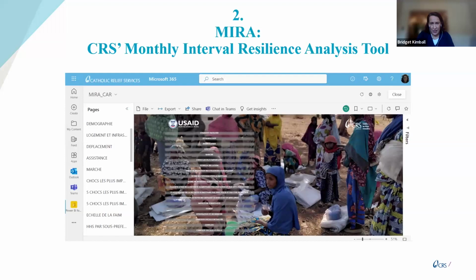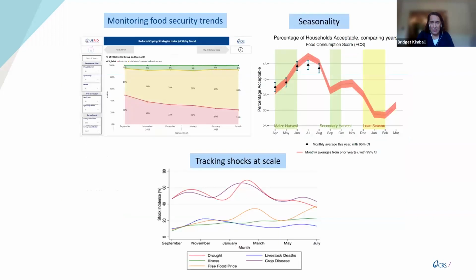With that background, I'll turn to the MIRA tool, which stands for the Monthly Interval Resilience Analysis tool. Data is collected from households on a range of food security and resilience measures, including the Household Hunger Score, Dietary Diversity, Reduced Coping Strategies Index, and more. A primary function of MIRA is to show month-to-month food security trends. We can determine seasonal patterns and know when situations are abnormal. MIRA can also capture a near real-time record of the shocks experienced by households.